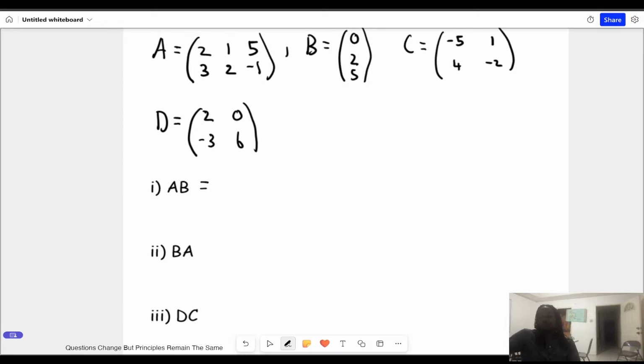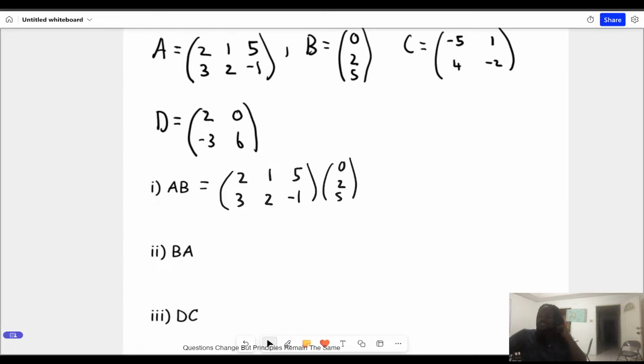And I hope I don't have to explain to anyone that AB means A multiplied by B. So what do we do here now? What is A? A is 2 1 5, 3 2 negative 1. What is B? 0 2 5.